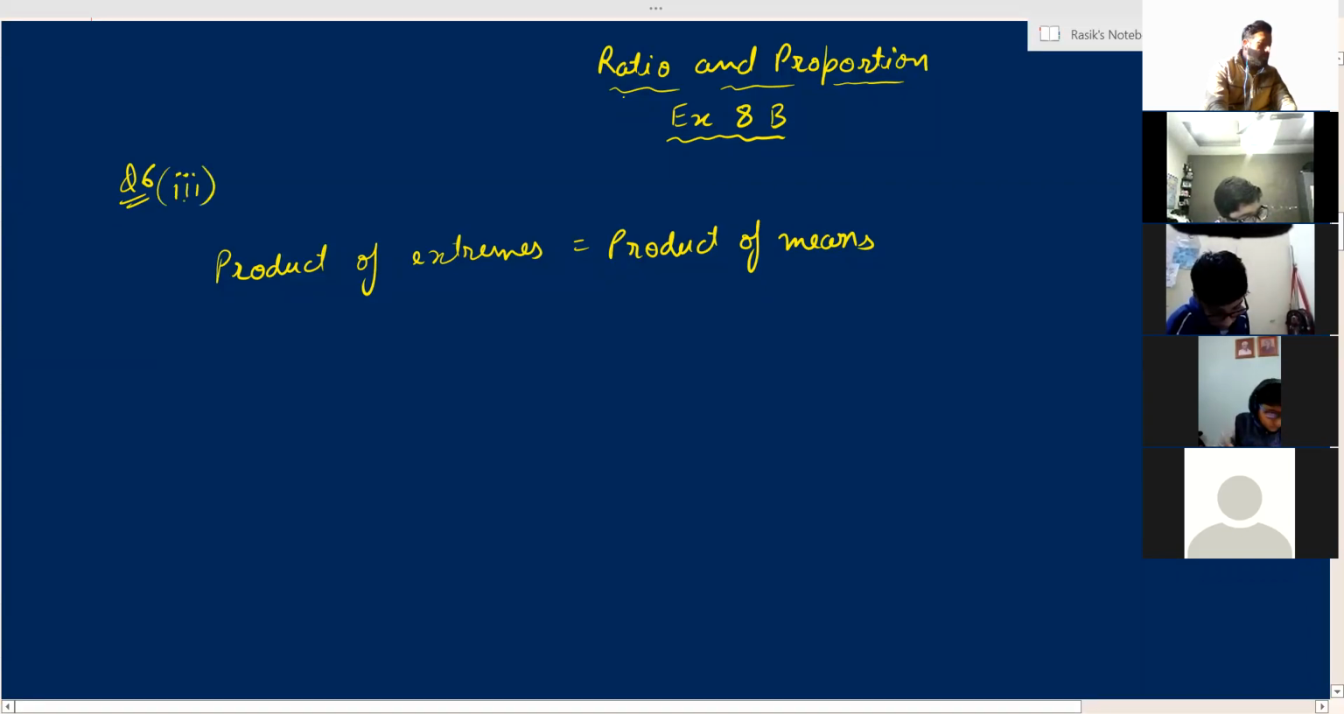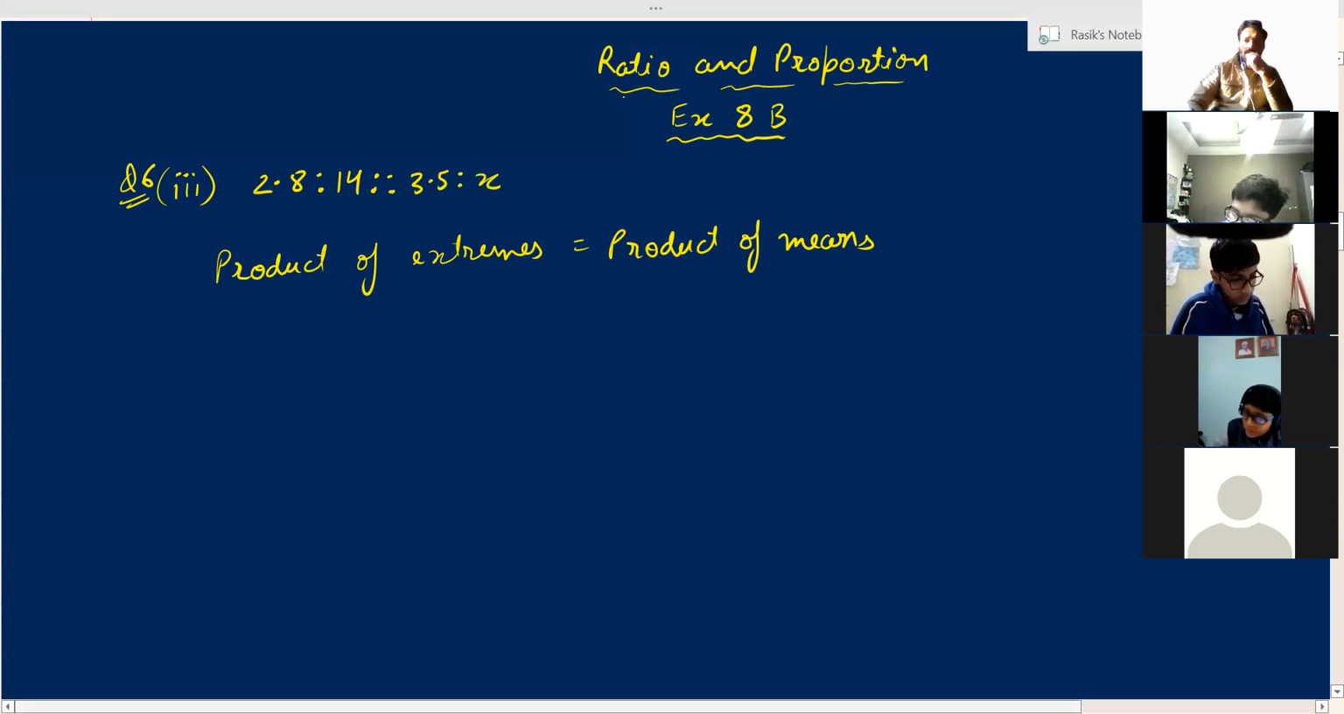So here in question 6, find the fourth proportion to the numbers. We have to find the fourth proportion. That means the fourth number is missing. In place of the fourth number, you will write x. So we can write 2.8 ratio 14 proportional to 3.5 ratio x. So in place of the fourth number, we will write x.